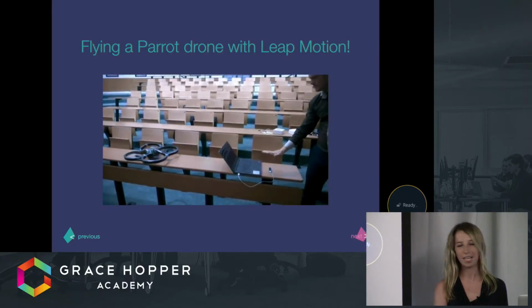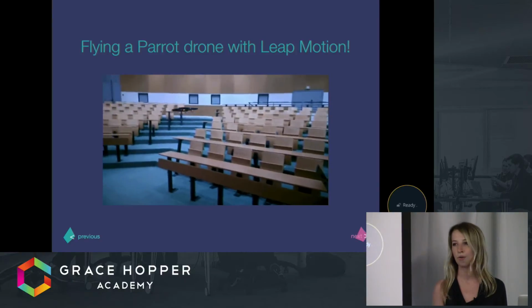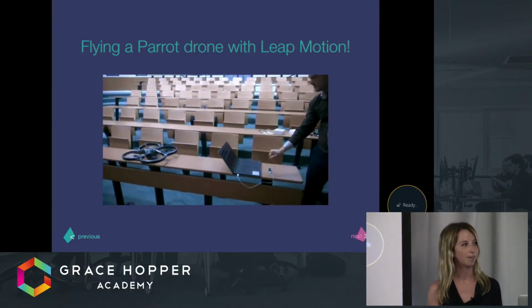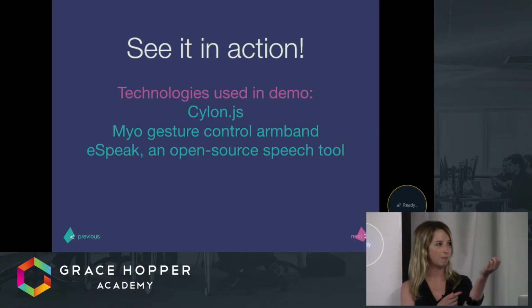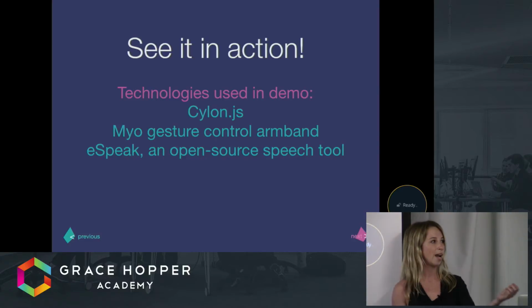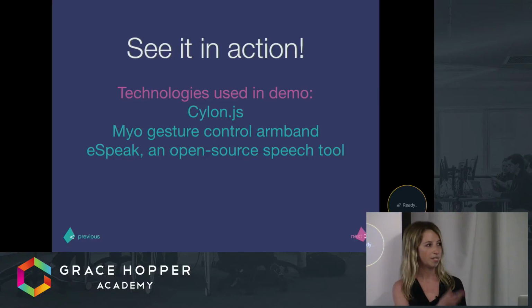Here's a really cool example of a guy using Cylon.js to control a drone with the Leap Motion from his computer. And don't just take my word for it, you'll have a chance to see it in action. So I'm going to do a quick demo for you guys where I'm going to create a robot using Cylon.js, the Myo wristband, which is programmed in Lua, and eSpeak, which is an open source speech synthesizer, which is programmed in C. So Cylon.js is going to be the bridge and the magic that makes it all happen.